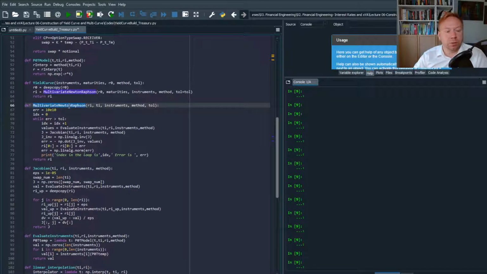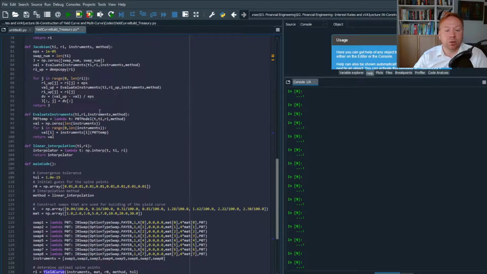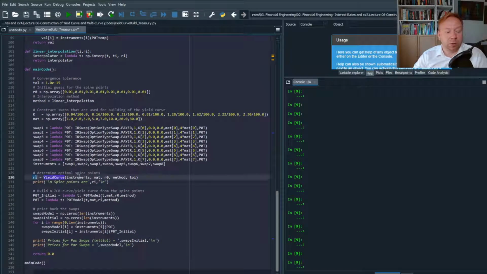Okay, so once this Newton-Raphson is finished, the output will be a vector of spine points, and this will be the output of our function yield curve, and this yield curve is here. So what do we do next? Once we have the yield curve, we will print these spine points on the screen. And now we can look at the evaluation of swaps before we build the curve, so let's say the initial curve.